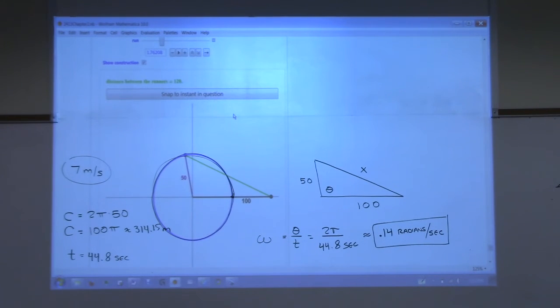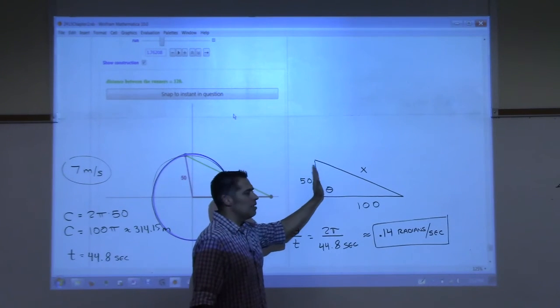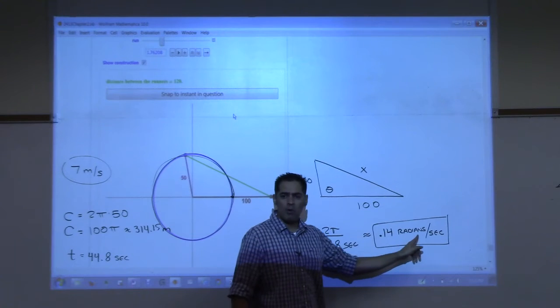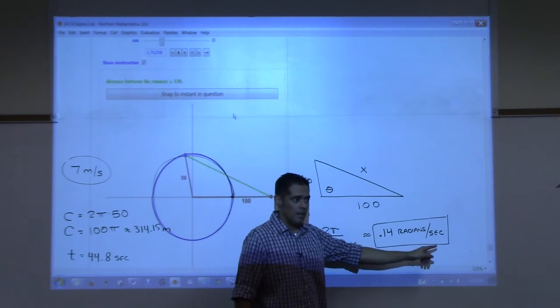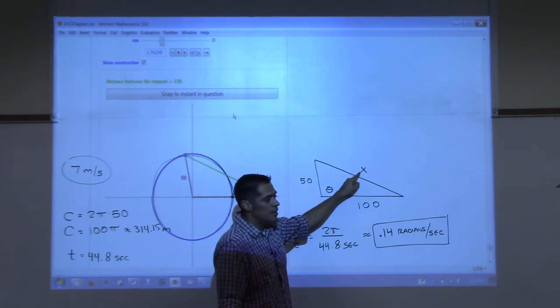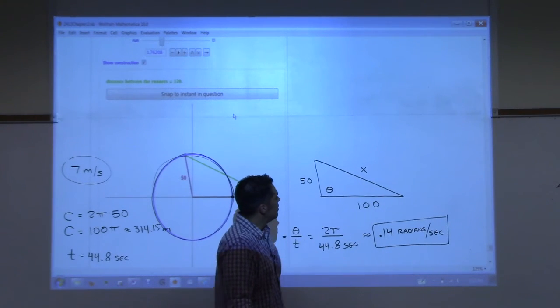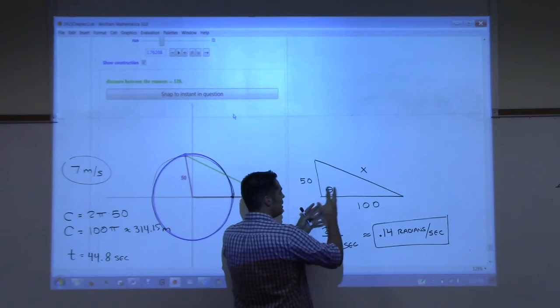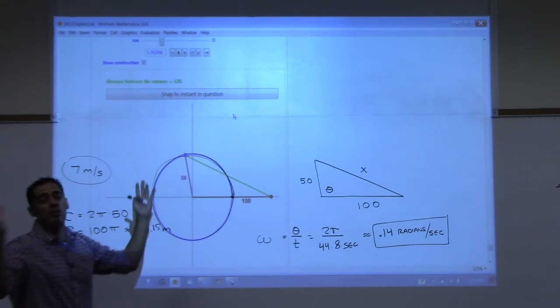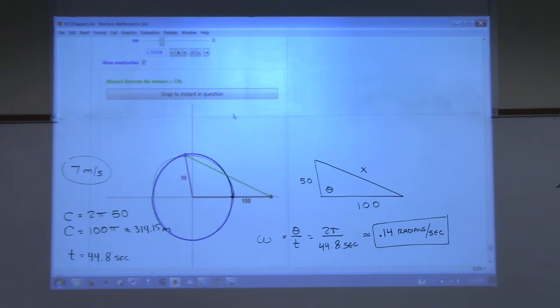All right. I know the rate at which this angle is changing, don't I? The rate at which it's changing is 0.14 radians per second. What I want to know is how fast x is changing, right? So I need to somehow come up with the relationship between theta and x. Can you think of any equation that relates x and theta together?